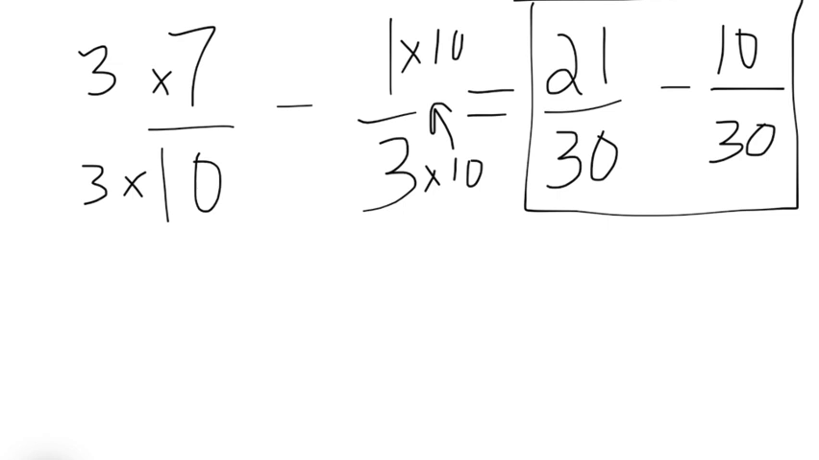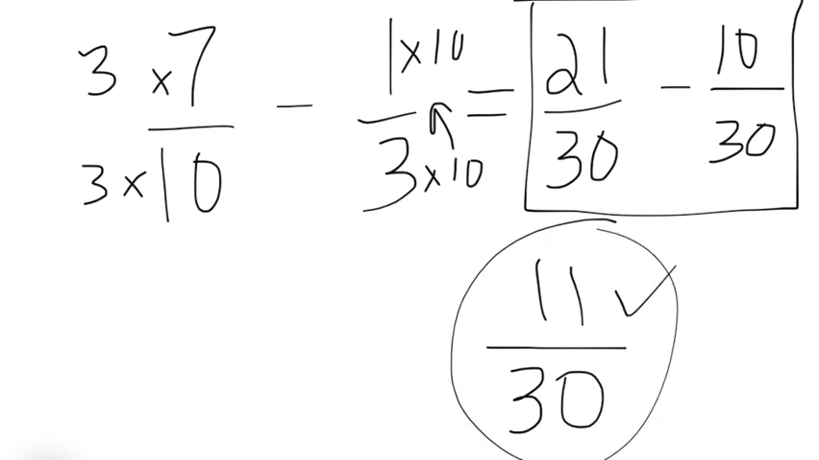And remember, denominators don't change and we don't add or subtract them with each other. So right away, I'm going to put over 30. And I have a very basic subtraction problem now. 21 minus 10 is 11. So 11/30 is going to be my answer for the problem of 7/10 minus 1/3.